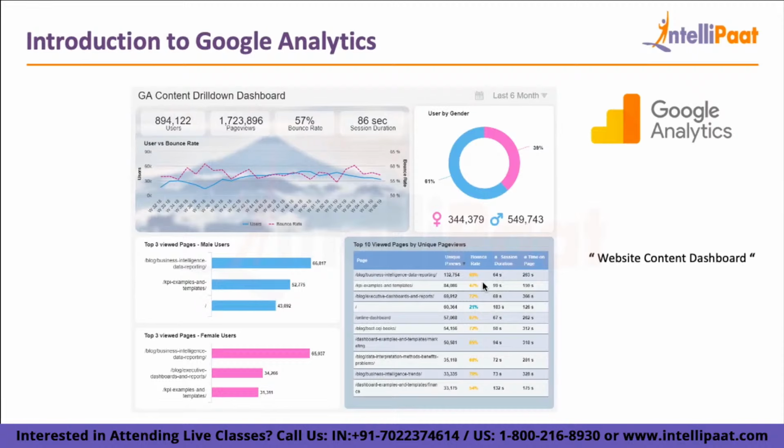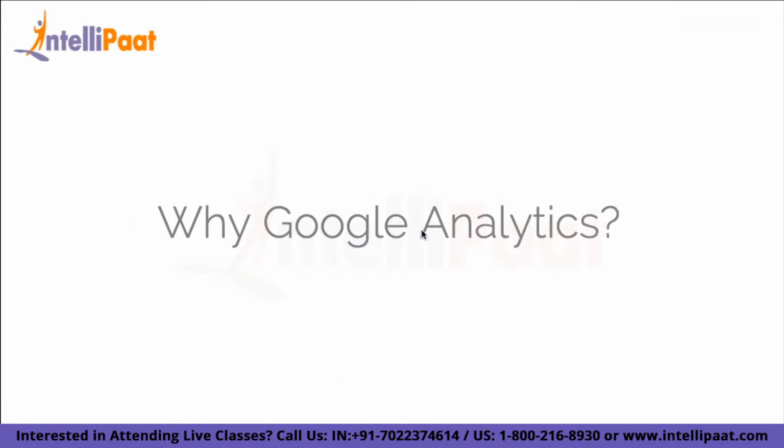You can also have a look at other things on your website, for example, top 10 viewed pages, top 3 viewed pages, top 3 viewed pages according to gender, and many more filters, even according to age group. You can have a look at how the traffic is behaving on your website, right? Now we talked about how the dashboard looks. We will discuss more about it in detail as we move along.